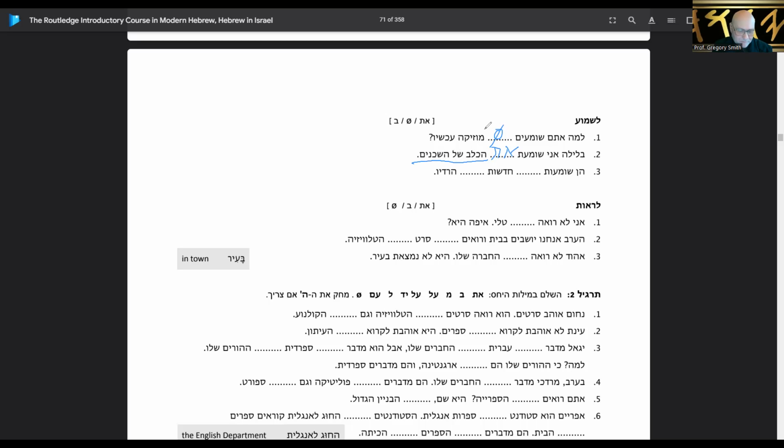Hakelev shel hashakanim. Yeah, the neighbor's dog. הכלב של השכנים. Okay, so the shikanim is the neighbors. Okay, so hen shom ot. Let's see, they, that's feminine plural. Shom ot, you are listening, blank. Hadashot, blank. Let's see, you are listening. Just like a new, you are listening.